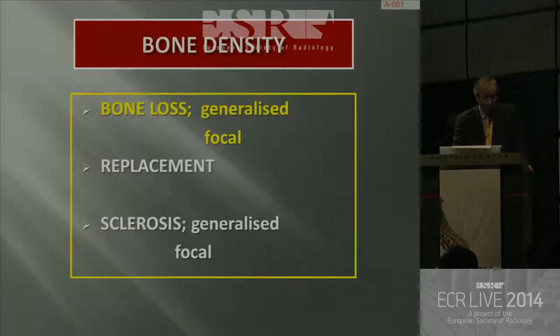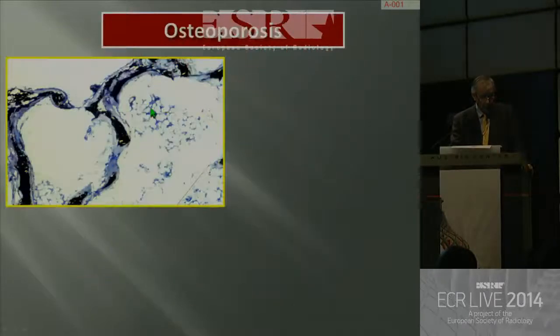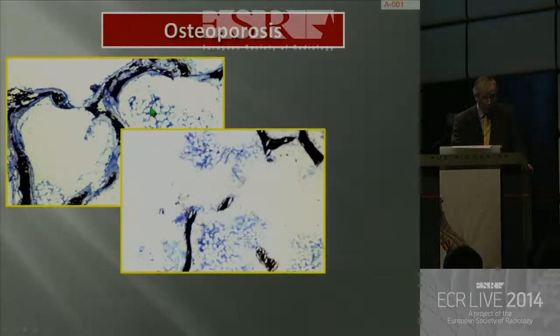So what we're then going to look at is bone density. And I first want to look at the loss of bone. And of course, the most common generalized loss of bone is trabecular. This is osteoporosis. And osteoporosis, remember, is a loss of bone. You can see this is the histology of the normal bone with the calcified trabeculae, and this is an osteoporotic bone. There's nothing wrong with the bone, there's just less bone.